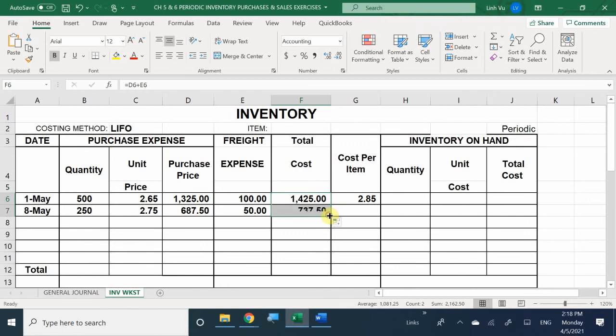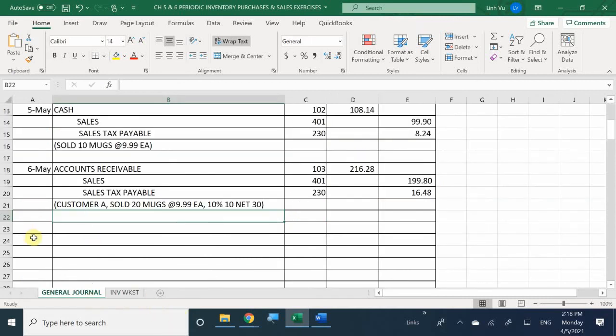That's the $737.50. Perfect. And in this case, what is my cost per item in case I don't do any returns? $2.95. Okay? Good. So now we have our information. We have our total purchase price, we have our freight, and we have our total cost. So let's go ahead and journalize our purchase of inventory.